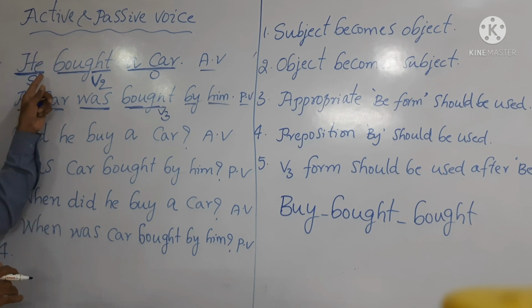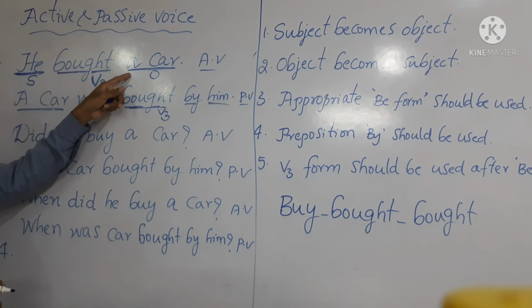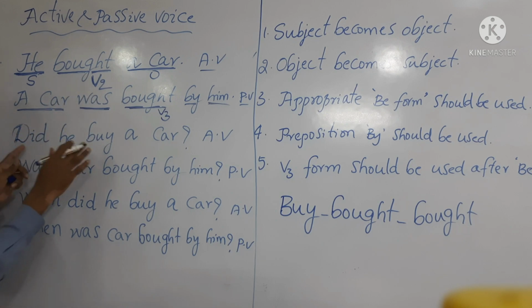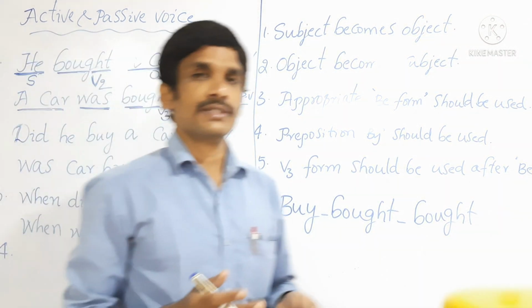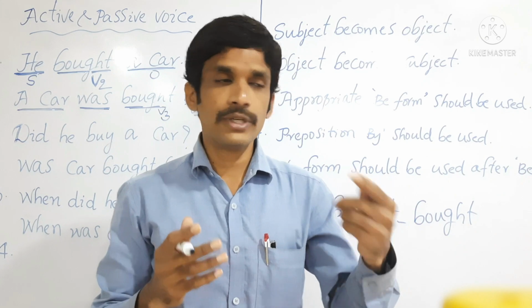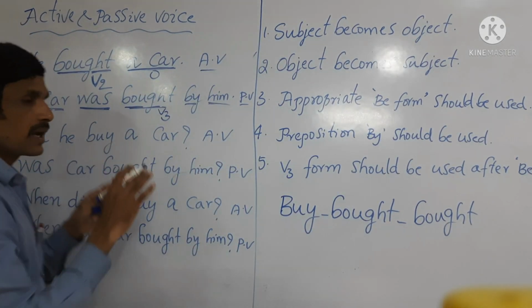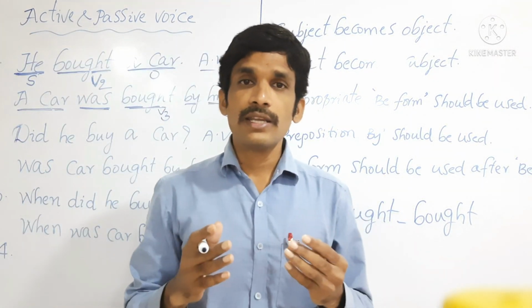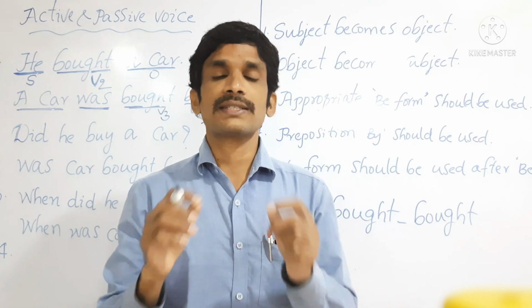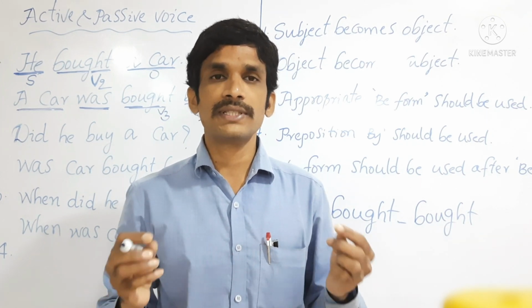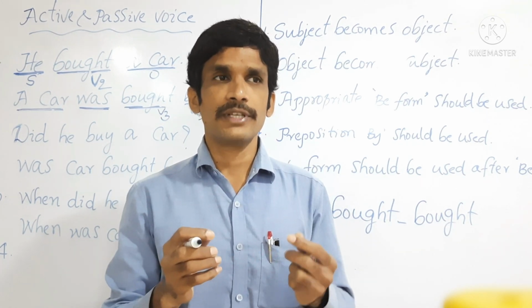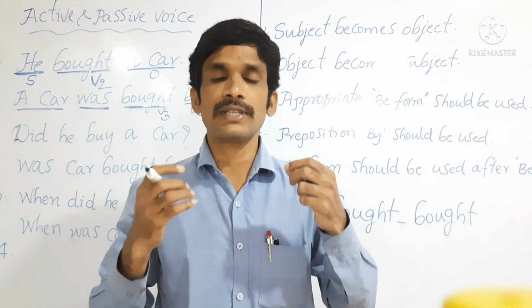If you observe, "He bought a car" is an assertive sentence, but "Did he buy a car?" is not an assertive sentence. What is this then? This is a question. I am asking. This is a question.